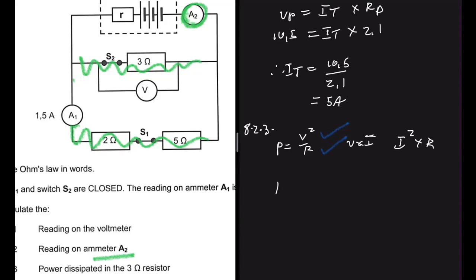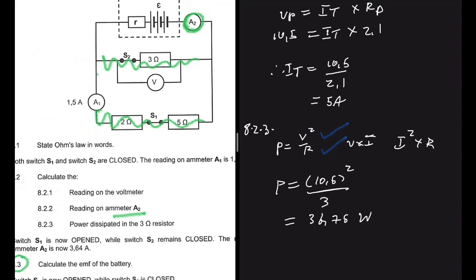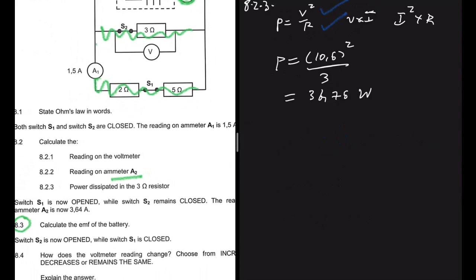So we're going to have P equal to, what is the voltage? 10.5. And then we square that, divided by the resistance, which is 3 ohms. Right. So now it's just a matter of putting that in your calculator. And when I do that, what I'm getting is 36.75. So I have 36.75 watts. Right, that is 8.2.3. And the question we're really interested in is 8.3.